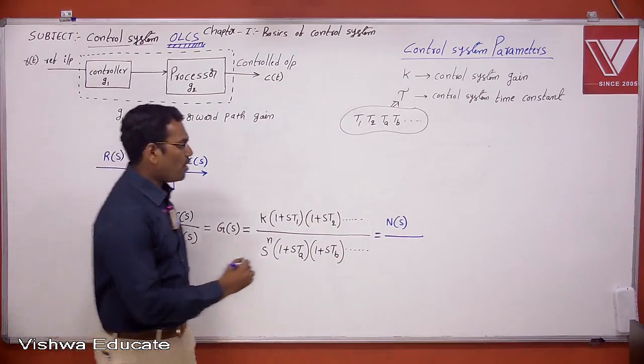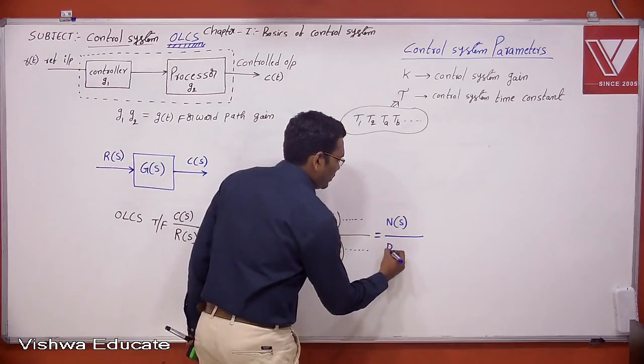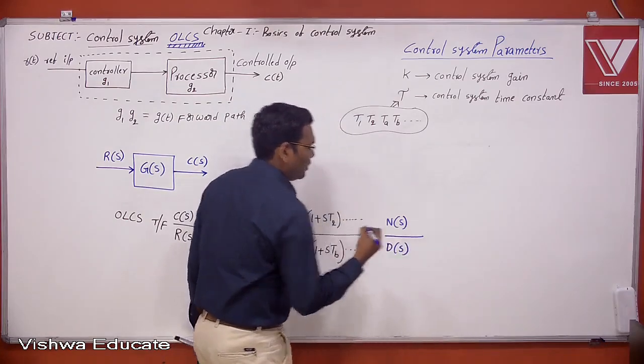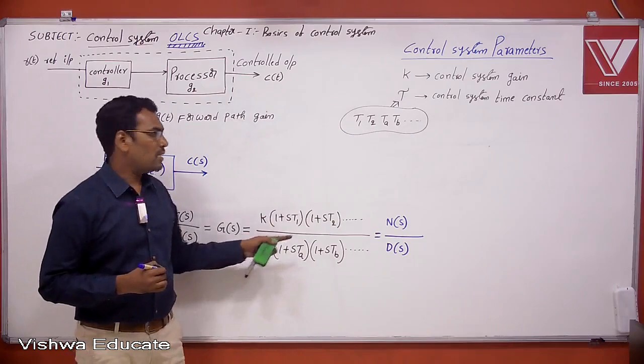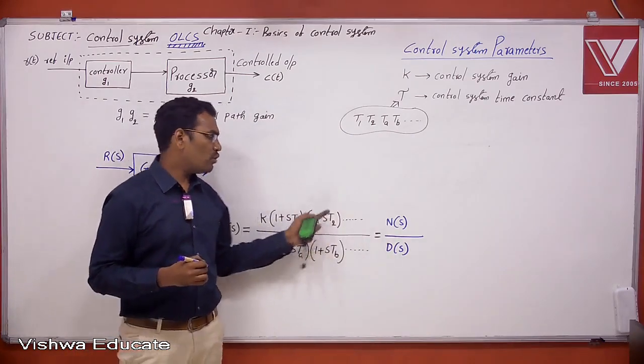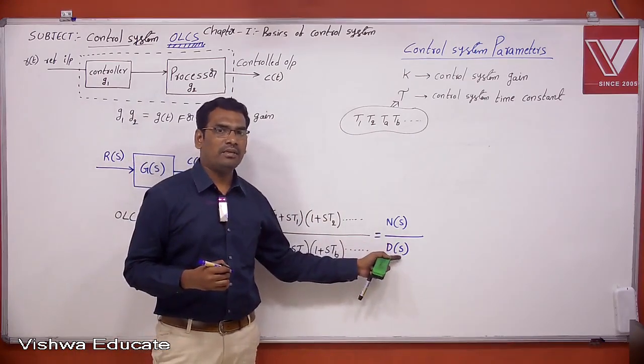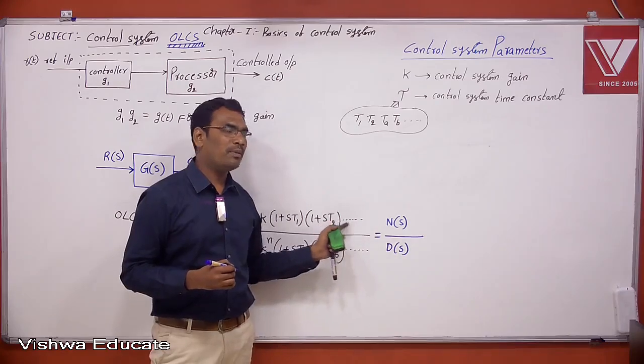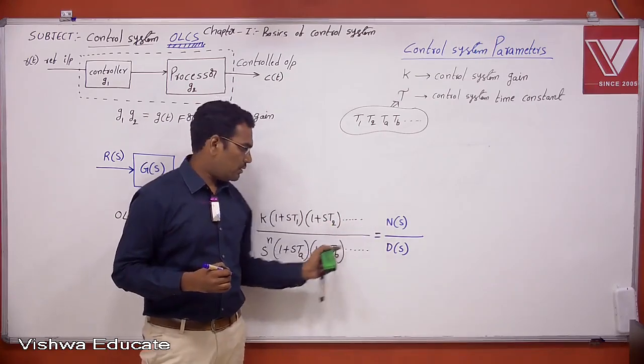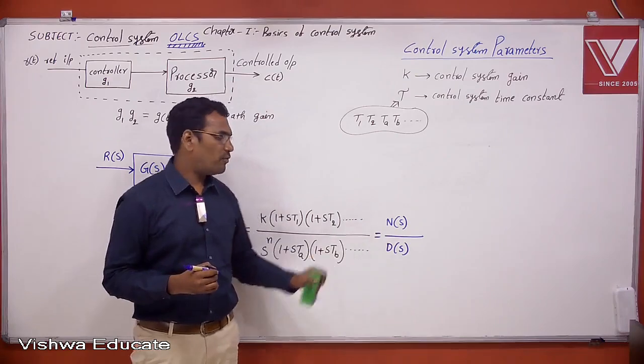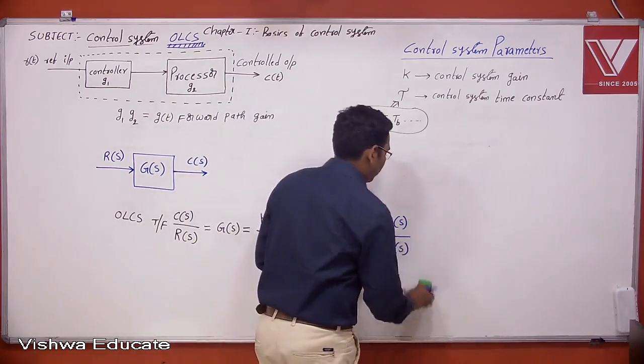This is the polynomial in the denominator. Therefore, this is the denominator polynomial. Both polynomials are functions of s. This is the polynomial in the numerator, therefore the numerator polynomial, and this is the polynomial in the denominator, therefore the denominator polynomial.